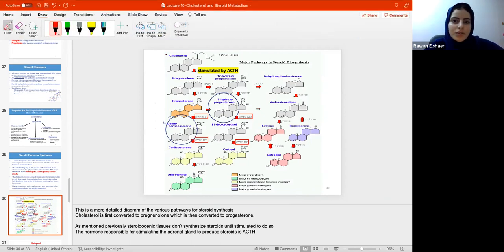Okay, there. So here we start with cholesterol. When does cholesterol start to go down this pathway? When it's stimulated by ACTH. This is a process that happens where? In the adrenal gland.